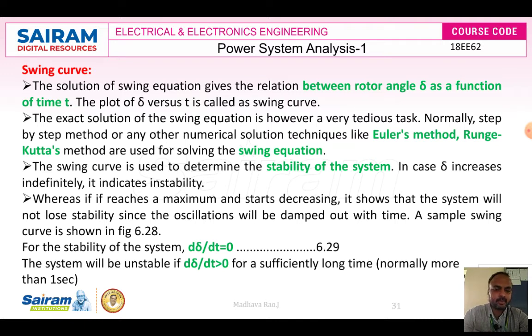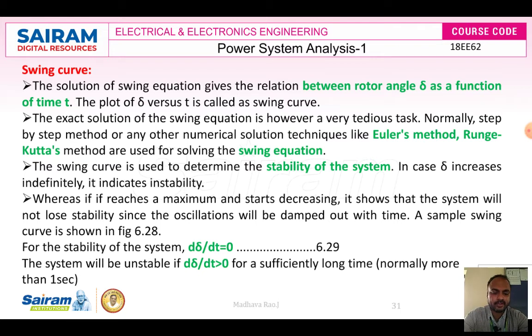Swing curve is used to determine the stability of the system. In case delta, the rotor angle, increases indefinitely, it indicates instability of the system. So, if rotor angle delta increases with respect to time t, the stability of the system will decrease. Whereas if it reaches a maximum and starts decreasing, we can see this in the next slide graph.